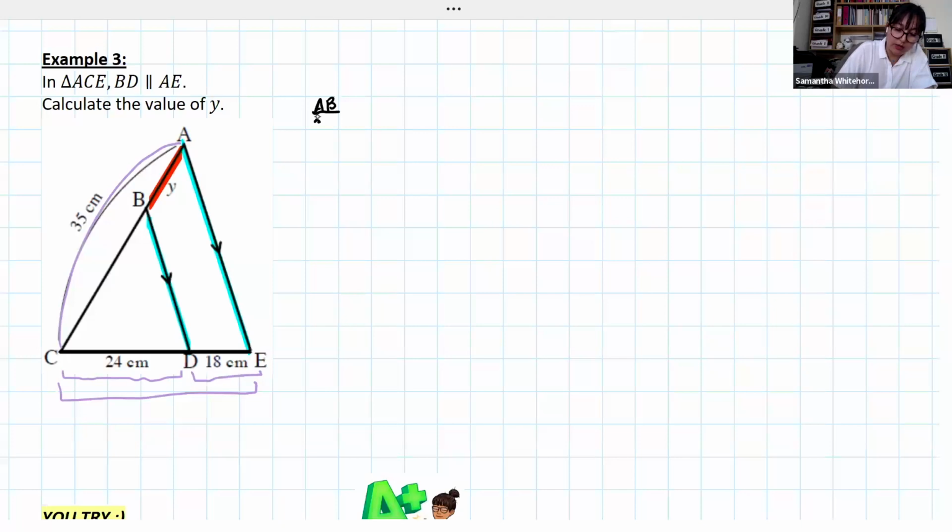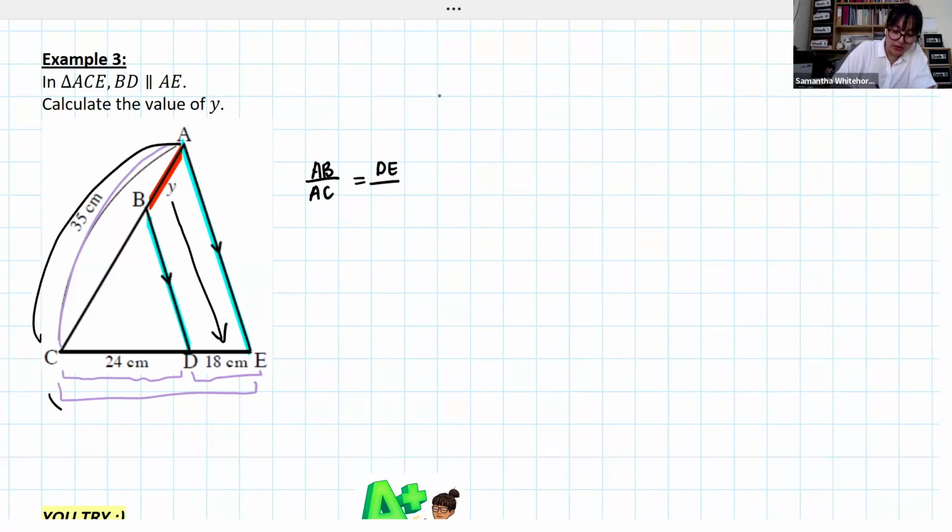I'm going to put this over AC. And now I have to set up my proportion is equal to, so AB corresponds to DE, and the whole side AC corresponds to the whole side CE. What I've done is I've used all of the information I know because it's easy to then substitute in.